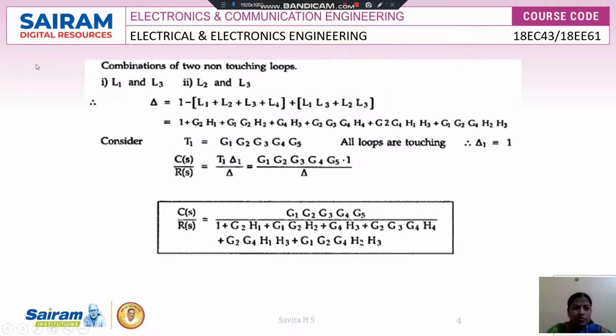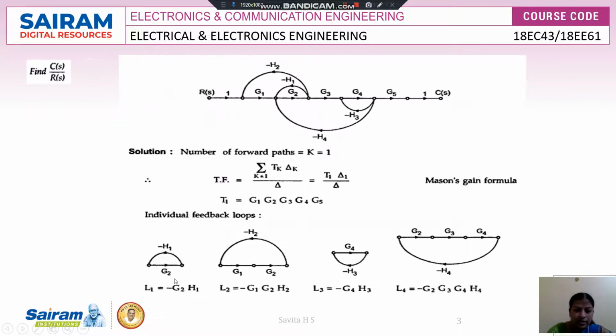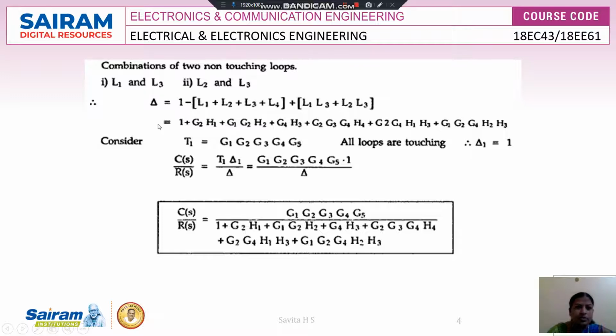Now the combinations of non-touching loops. First we have taken L1 and L3. You can see in the diagram L1 is here and L3 is here, so both are non-touching. The second one is L2 and L3. This is L2 and this is L3, so both are non-touching. So delta is equal to 1 minus the individual loops, plus the products of two non-touching loops. After this we need to substitute the values of L1, L2, L3, L4 and L1 L3 plus L2 L3.